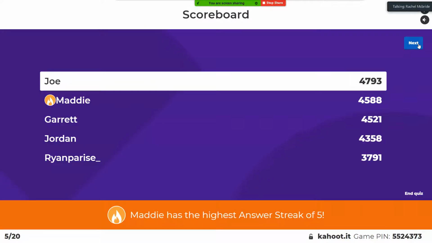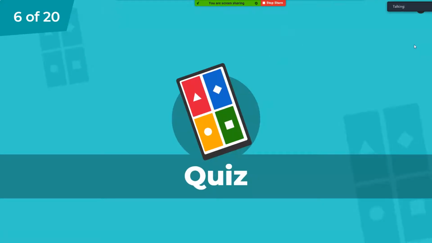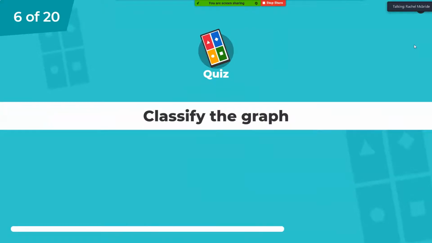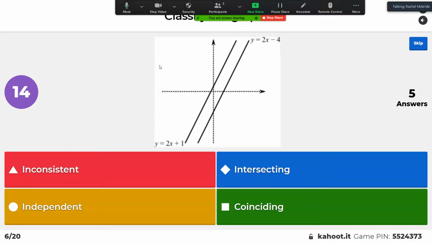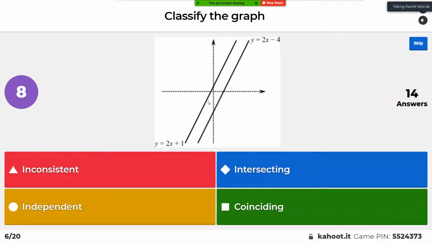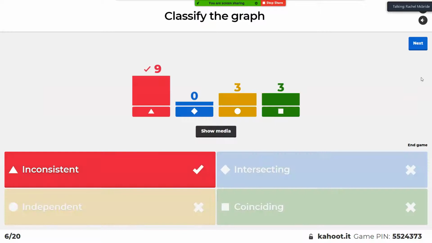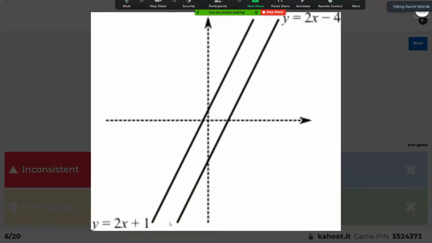Okay, when lines are parallel and do not intersect, they have no solution. So you have to remember that our test tomorrow has both shading and non-shading. So these first couples go back to when we were not shading. So these are two parallel lines. Parallel lines are classified in what way? Parallel lines are inconsistent because they have no solution.